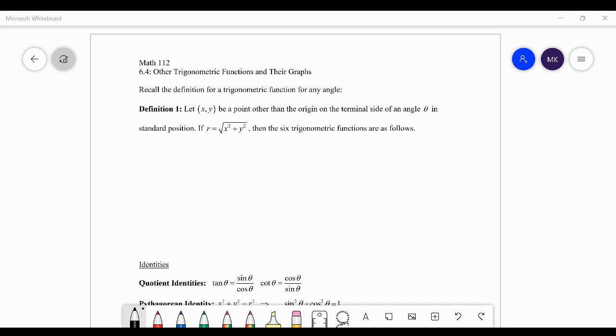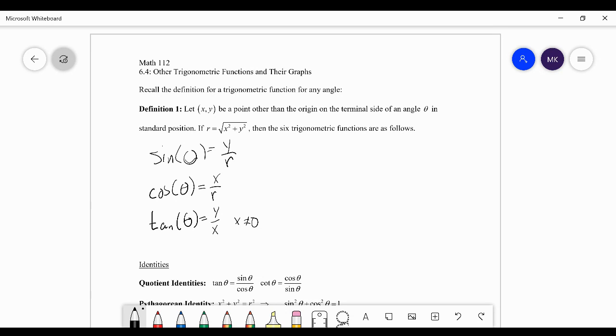So we let (x, y) be a point other than the origin, so it's not (0, 0), on the terminal side of an angle theta in standard position. If r equals the square root of x squared plus y squared, then the six trigonometric functions are as follows. For angle theta, sine of theta is y over r. Cosine of theta is x over r. Tangent of theta is y over x, where x does not equal 0. If x does equal 0, we get undefined.